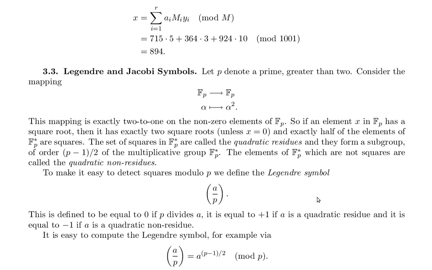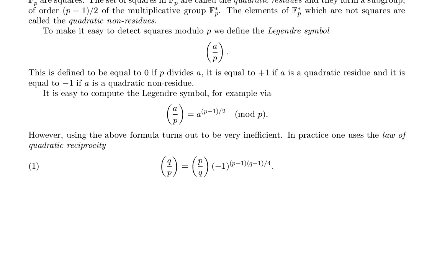To make it easy to detect squares modulo p, we define the Legendre symbol, (a/p). This is defined to be equal to 0 if p divides a, equal to +1 if a is a quadratic residue, and equal to -1 if a is a quadratic non-residue. It is easy to compute the Legendre symbol, for example via (a/p) = a^((p-1)/2) mod p.